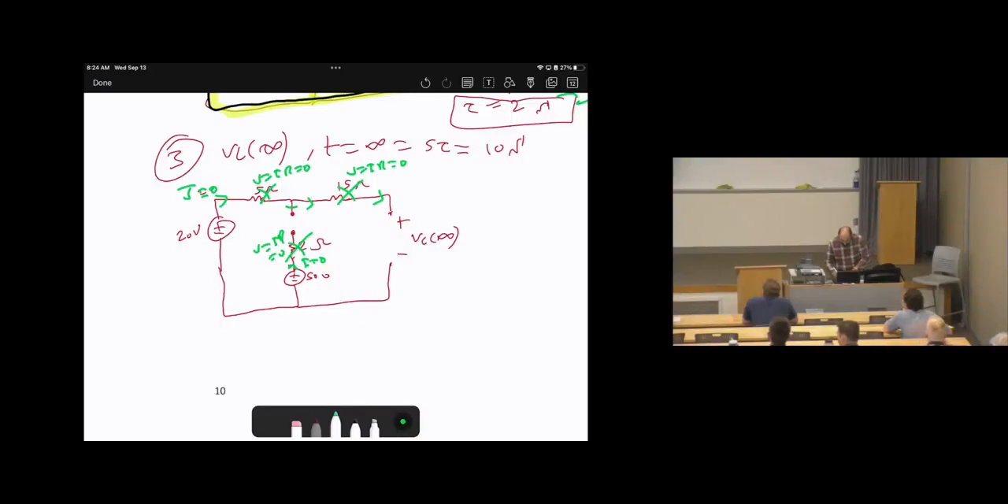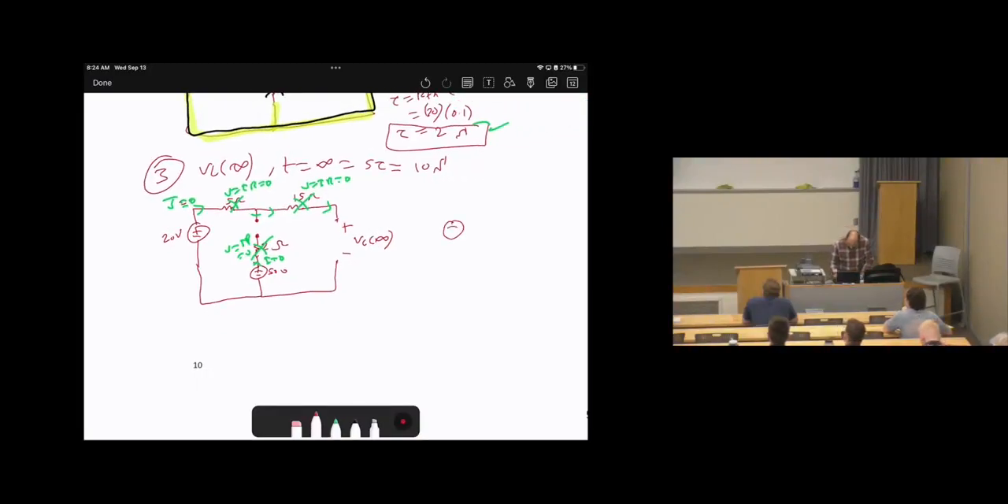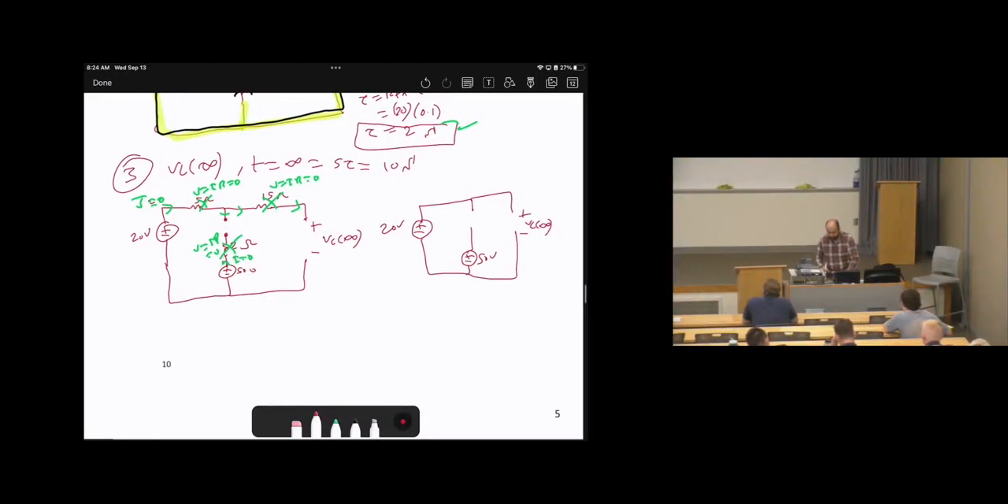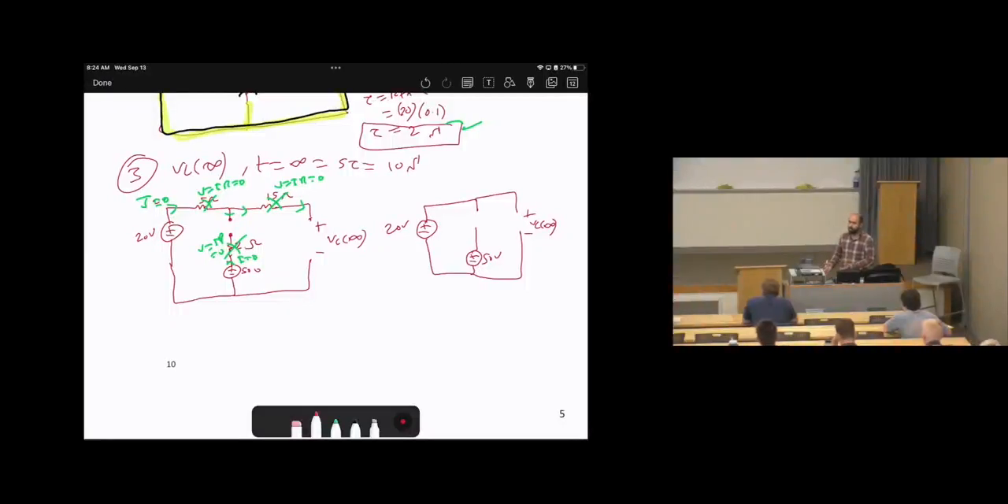So we can simplify this circuit like this one after the simplification. So here's 20 volts, plus minus 50 volts, plus minus VC of infinity. That's the circuit after simplification. Because there's no currents, the voltage of these resistors will be zeros. Then if the voltage is 0, current is 0, erase these elements.